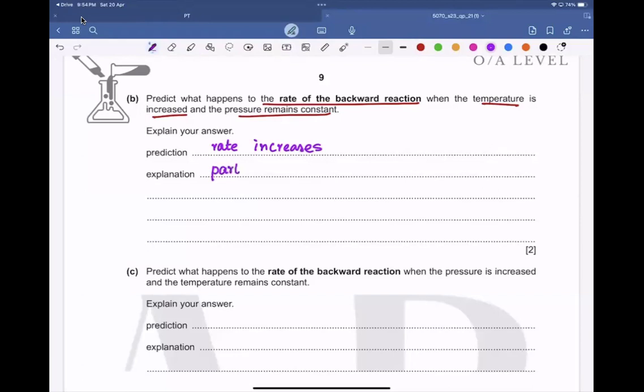Because particles have more kinetic energy and hence greater frequency of successful collisions.